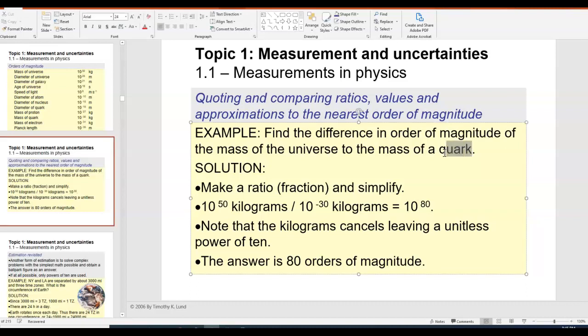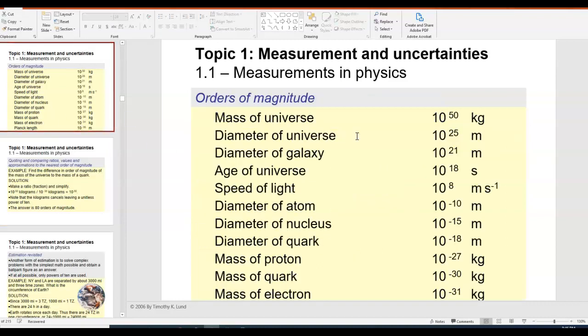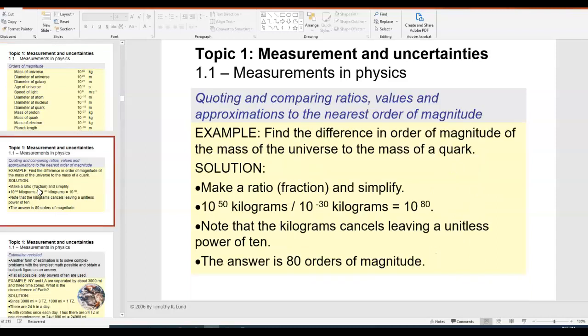If you ask what is a quark, that's a good question, but we'll talk about that in IB Physics 2 next year, so that's not something you need to worry about right now. But if you go back to this chart and look at the mass of the universe and the mass of the quark, at least their orders of magnitude, 10 to the power 50 and 10 to the power negative 30, that's a difference of 80. So you can say that the difference in order of magnitude is 10 to the 80. In other words, 80 orders of magnitude.